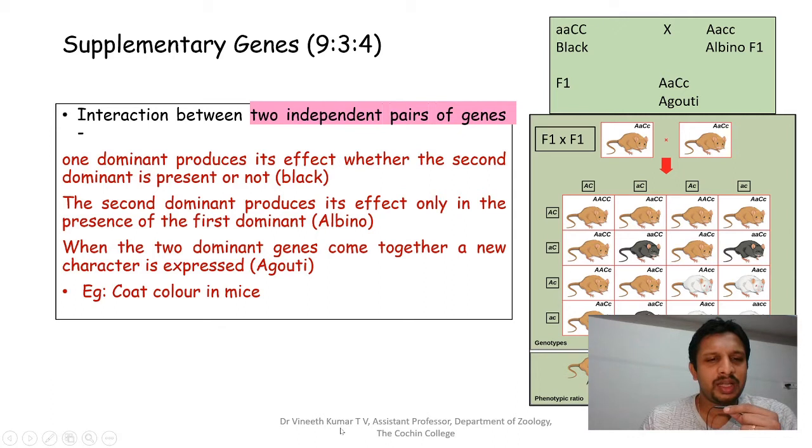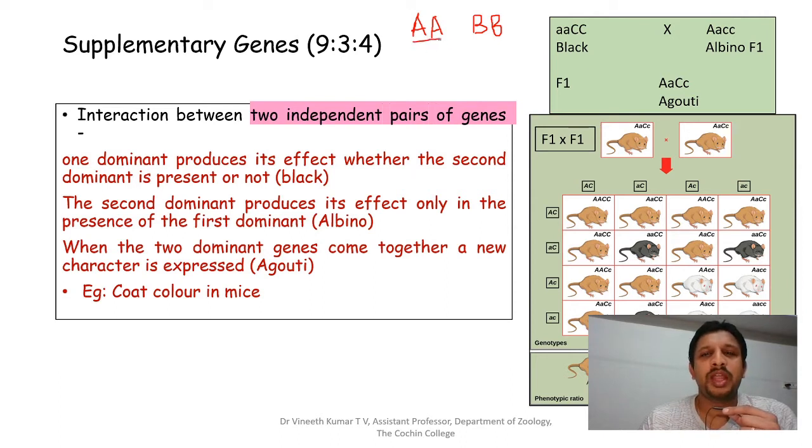So what happens in supplementary genes is that when you have two genes, say I'm taking gene A, the dominant allele, and the other one as B. I take both as homozygous dominant, and their recessives will be small b and small a. So I take now this pair of dominant genes. In this case, I take A as the first one and B as the second one.